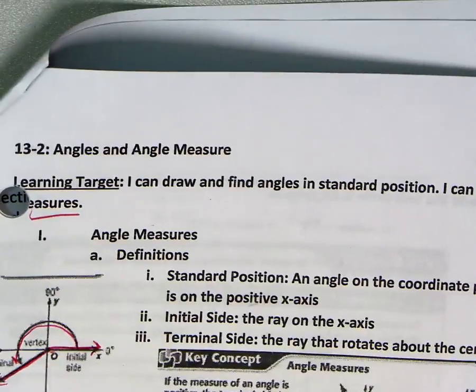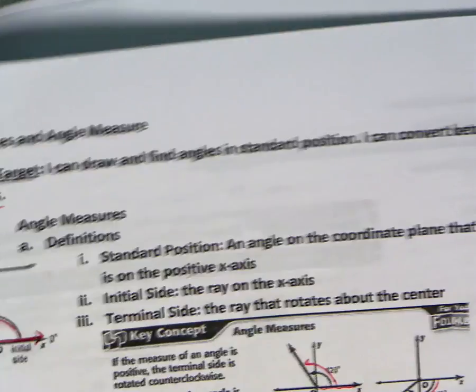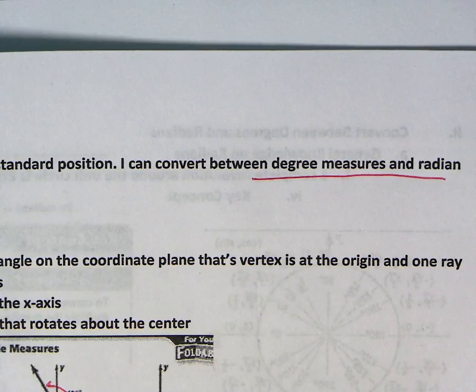We have our learning target. I can draw and find angles in standard position, and I can convert between degree measures and radian measures. The converting is the thing that I was saying. It's kind of that most important concept. Then we have angle measures.